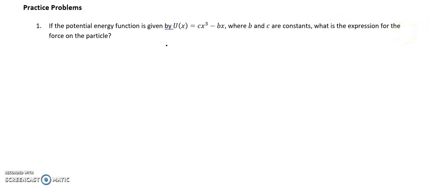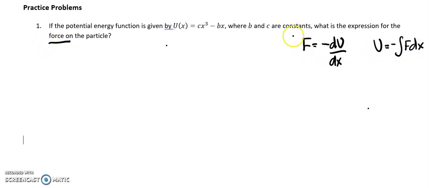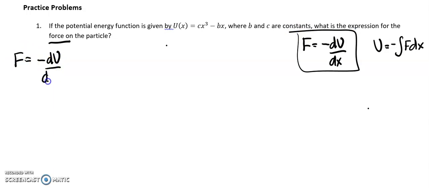Okay, so first thing I'm going to do is write down the two equations that we know we're dealing with. We have F equals negative du/dx, while U equals negative integral of F dx. In this case, we're trying to find the force, so I'm going to use this equation that I went ahead and circled. So F equals what? Negative du/dx.